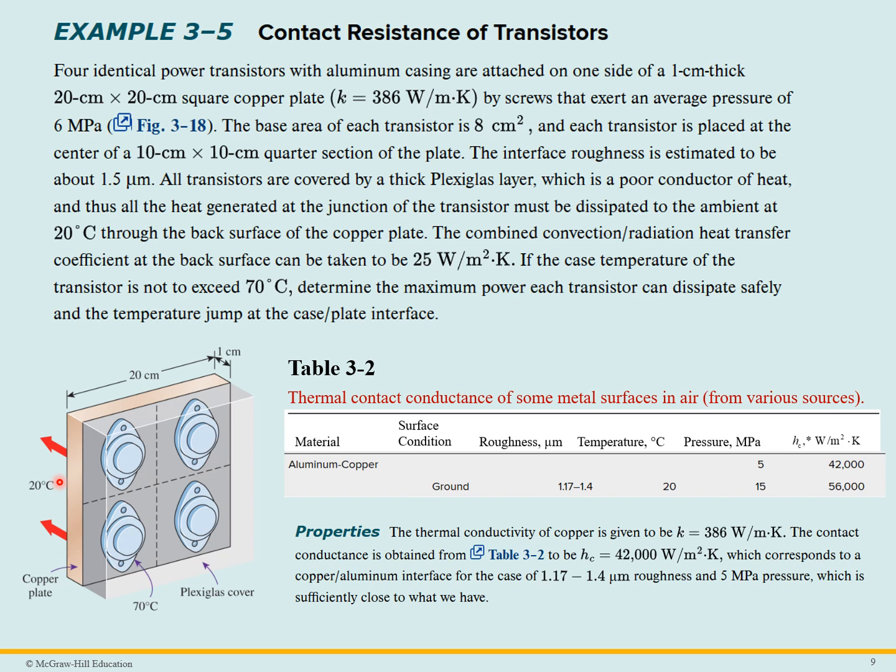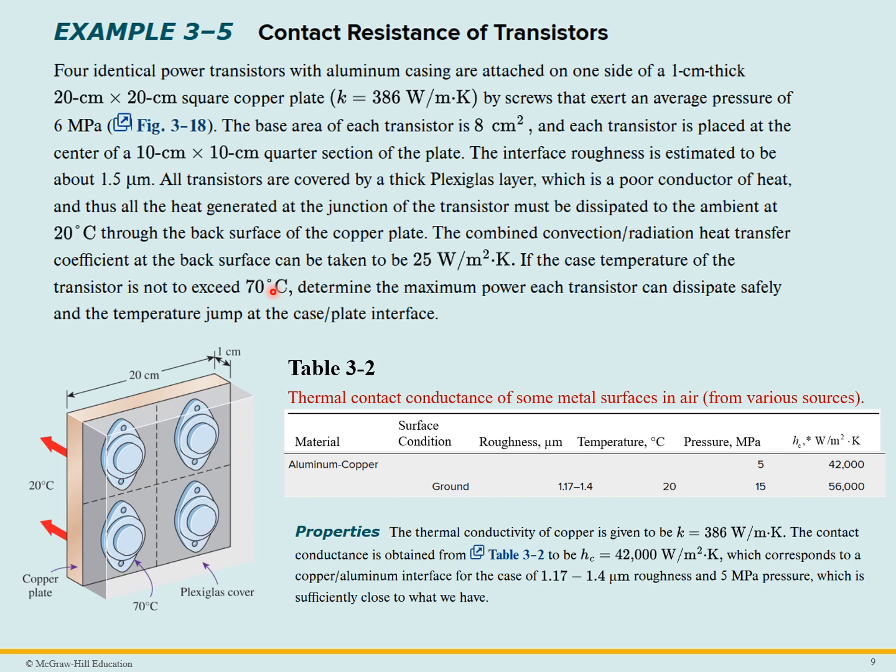The combined convection radiation heat transfer coefficient at the back surface can be taken to be 25 watts per meter squared Kelvin. The case temperature of the transistor is not to exceed 70 degrees C. Determine the maximum power each transistor can dissipate safely, and the temperature jump at the case plate interface.